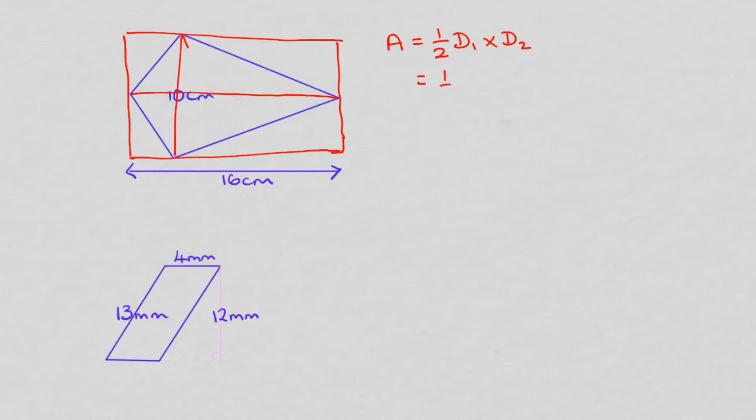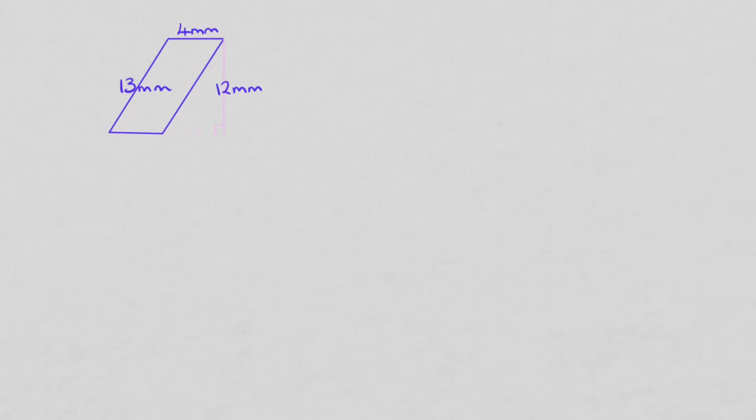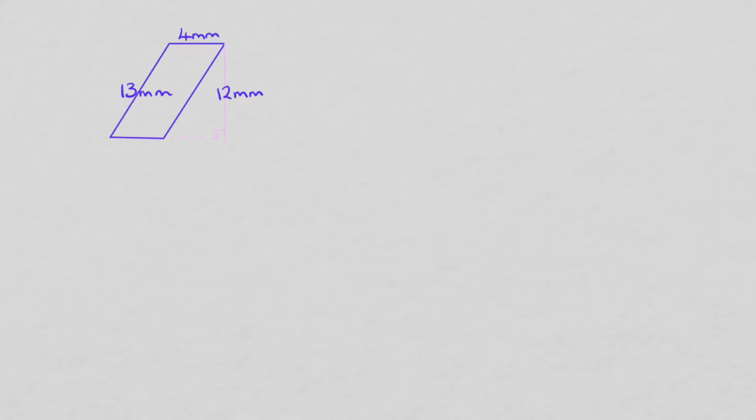So we need a half of, so this rectangle, this diagonal along there, I've just scribbled it out. That was 10 centimetres. 16. Silly me. And that one there is 10. Okay, so half of 16 is 8 times 10 is 80. And again, square centimetres.